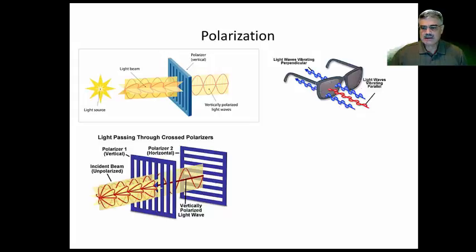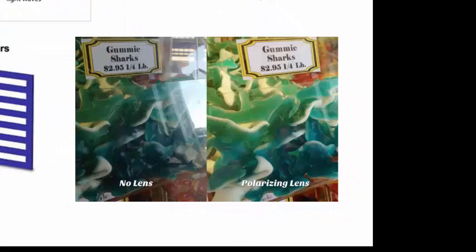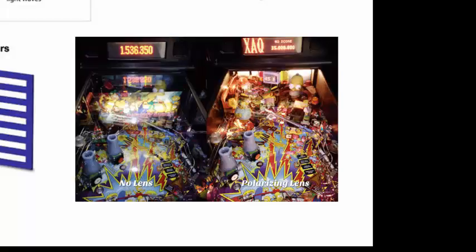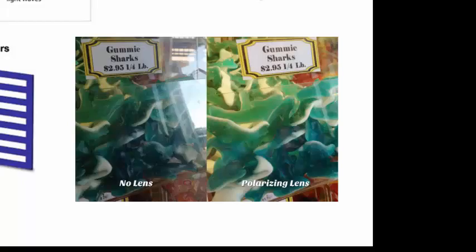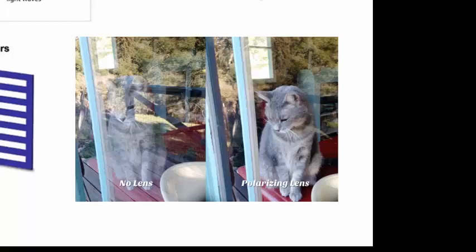Now, to give you an example of the effect of these polarizing lenses, I show some examples where on the left you see a photograph without Polaroid lenses, and on the right there is a view looking through polarizing lenses. I like the one that shows the cat the best. It seems to be the best example.